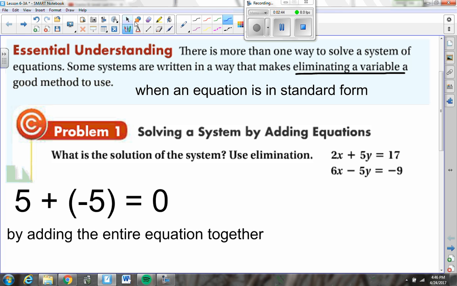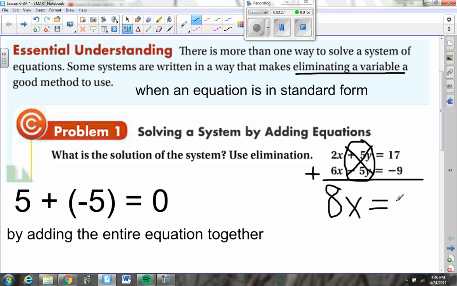What that looks like is just taking these two equations that are stacked on top of each other, putting a line underneath, and a plus sign over here. I'm going to add straight down. I'm going to add the x's together, the y numbers together, and the numbers on the other side together as well. Now, 2x plus 6x makes 8x. Positive 5y and negative 5y makes 0y. So these two pieces right there are going to be eliminated by adding the two equations together.